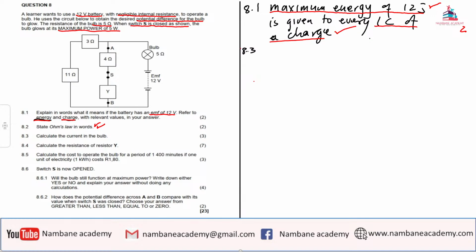Calculate the current in the bulb. I said, let's redraw the circuit or have a way of highlighting the current flow. I am going to start the current flow. Let me increase it a little bit. Let me use green. The current will flow from this direction to this direction, and when it gets here, it will split into two. I'm going to stop it here.